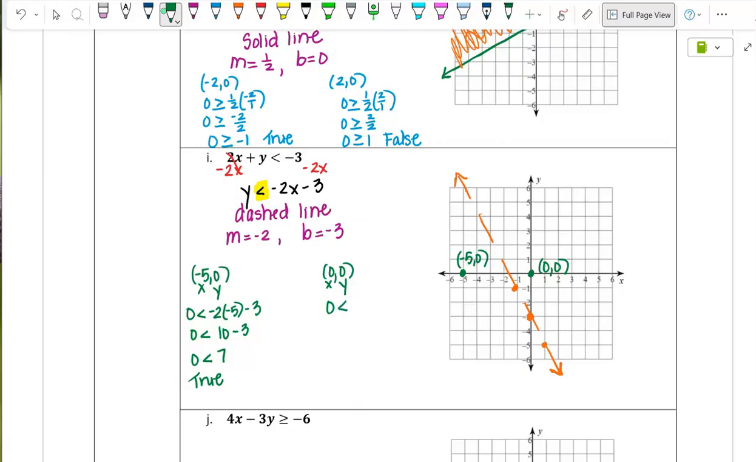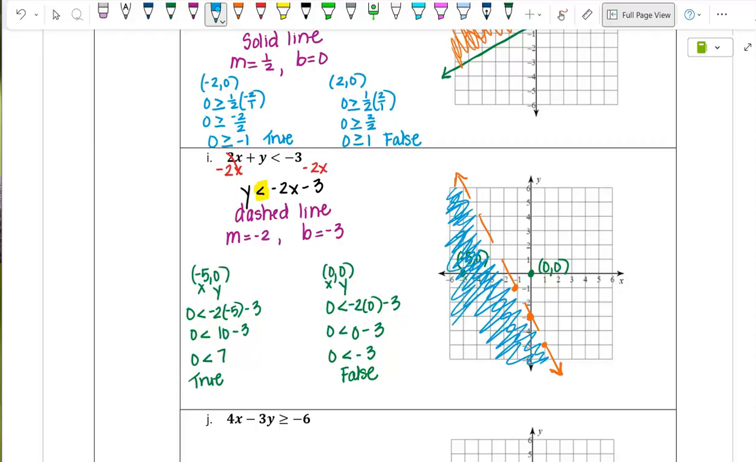So 0 is less than -2 times 0 minus 3. 0 is less than 0 minus 3. 0 is less than -3, which we know is false. 0 is greater than any negative number, so this is false like we were expecting. So we need to shade the side that has the -5, 0 that gave us the true statement. So we're shading that side of our graph.